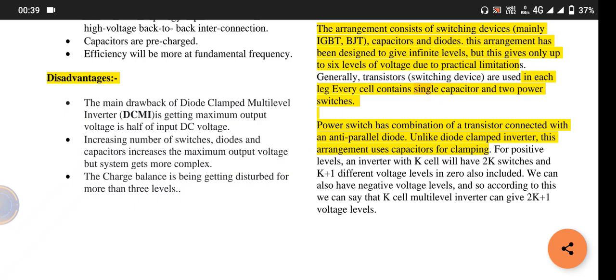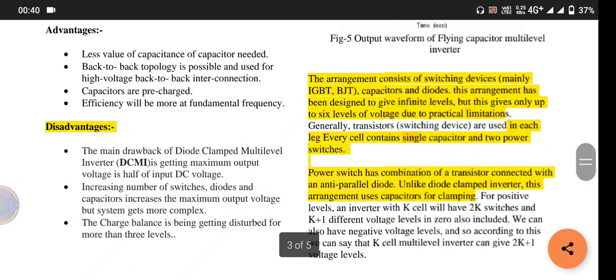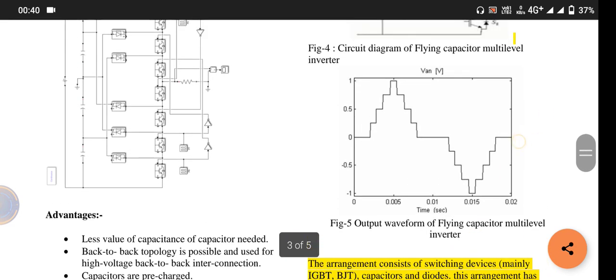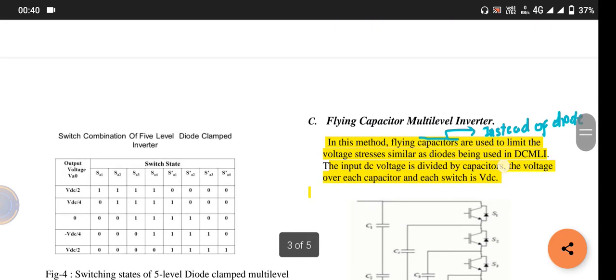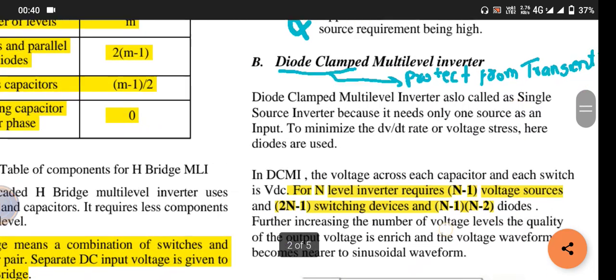The second disadvantage is that increasing the number of switches, diodes and capacitors increases the cost and complexity of the circuit. Then charge balance gets disturbed for more than 3 levels. If we implement the diode clamped multi-level inverter beyond 3 levels, then a charge balancing problem is present there. So this is about the diode clamped multi-level inverter.